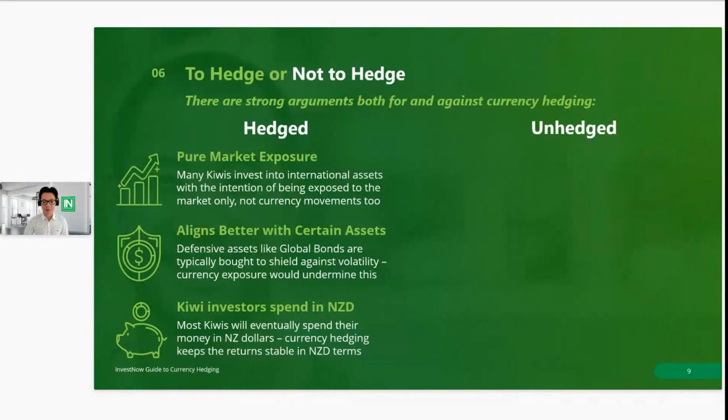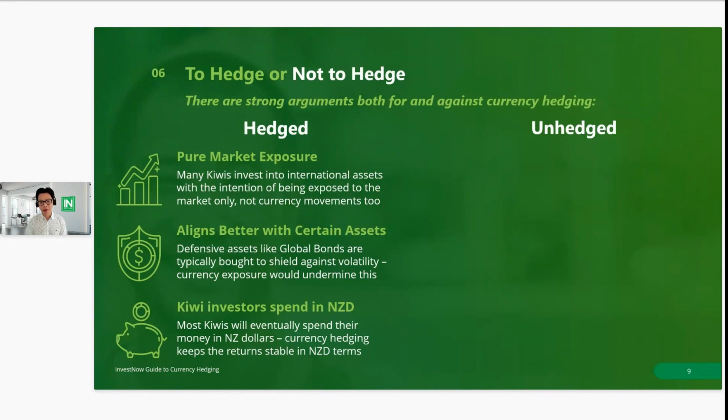So not only are you getting exposure to the underlying investment there, in that case the S&P 500, you're also getting exposed to any movements in the NZD or USD. So if you wanted to invest into the S&P 500 and nothing else, and that was your investment goal, then going through a hedge option makes a lot of sense. If, however, you also wanted to be exposed to currency movements, then going unhedged makes sense too.